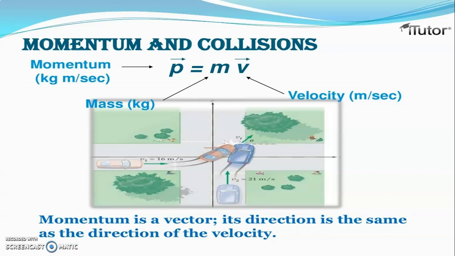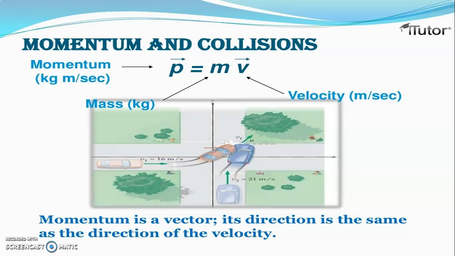What are vector quantities? Vector quantities are basically quantities which require direction and magnitude as well. Here we have a picture of two cars. One car is moving with velocity v1, 16 meter per second, and the other, v2, is moving with a velocity of 21 meter per second. The mass of one is m1 and the other is m2.